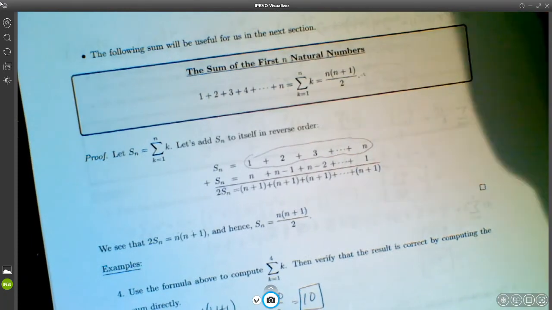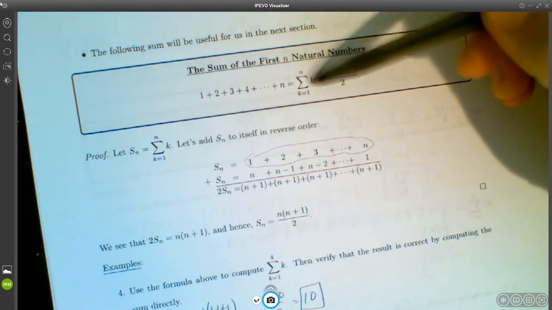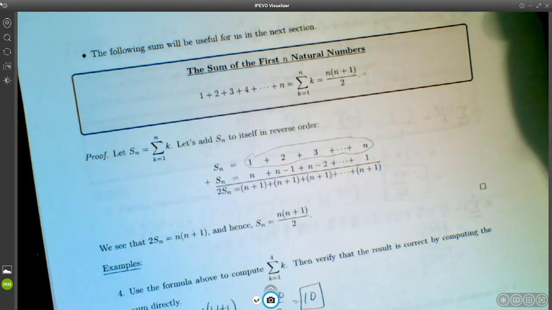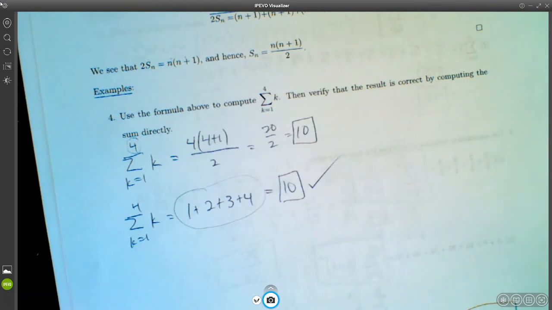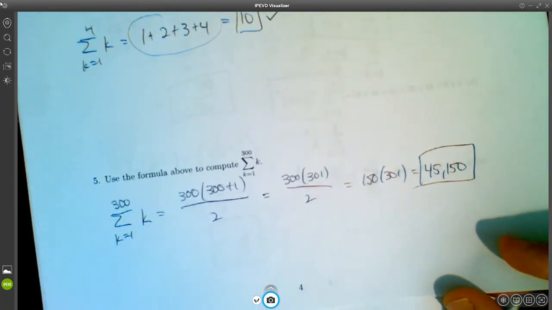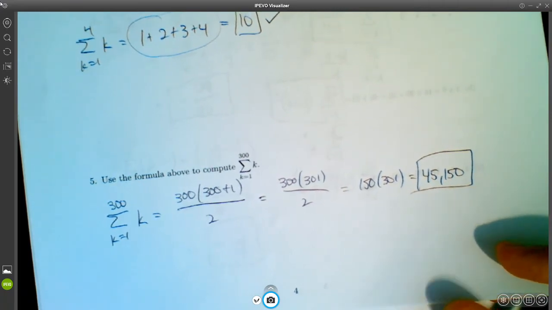There are other formulas, like you could talk about the sum of the first n perfect squares, or the sum of the first n perfect cubes, or whatever else. And there are formulas for all of these things that you'll talk about in calculus, but this is the idea there, and we're going to use this formula for sure in the next section.